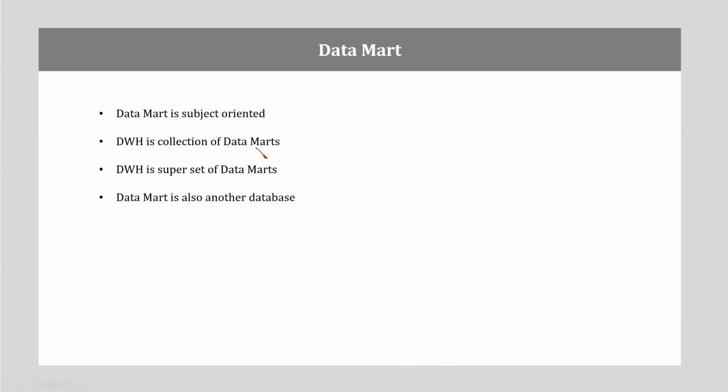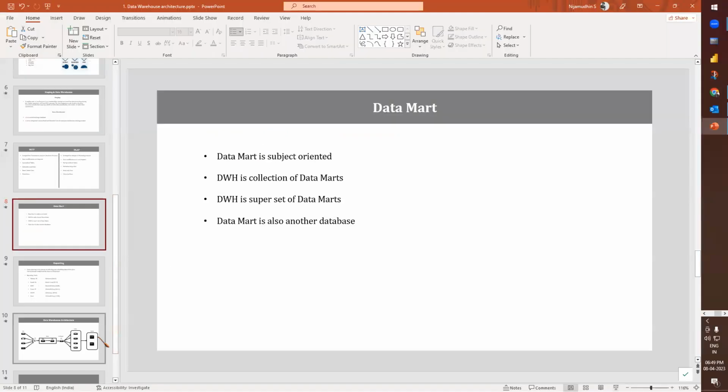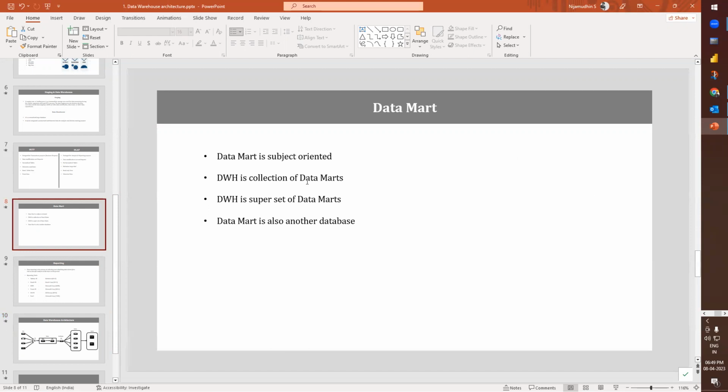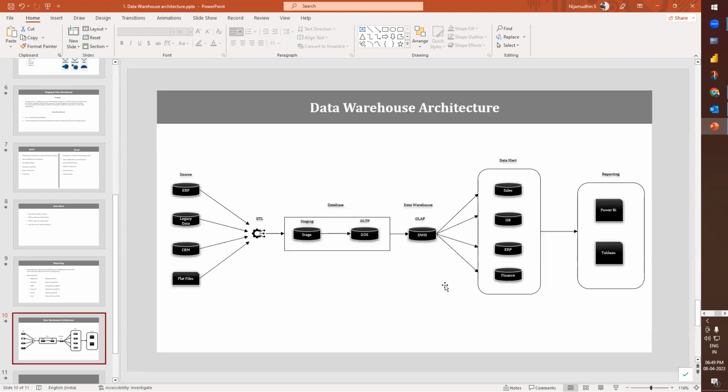So a data warehouse is a collection of data marts. Inside the data warehouse there are many data marts, like this data mart, this data mart. There are many data marts in that data warehouse layer. This is what they are explaining. A data warehouse is a superset of data marts. Which means there are subsets, and the subsets have one superset. That superset is called the data warehouse.